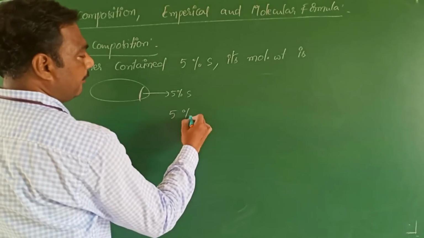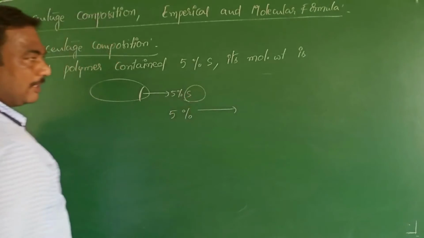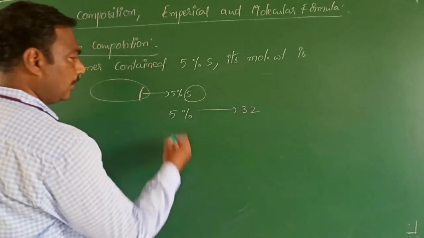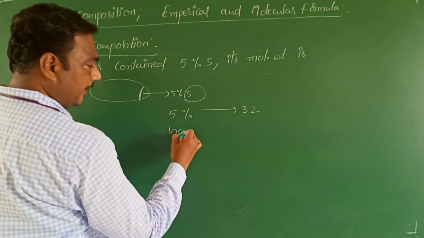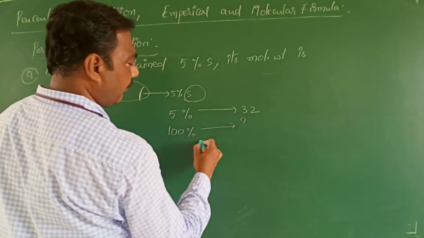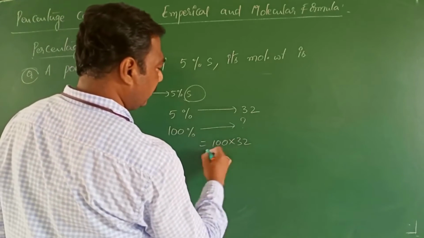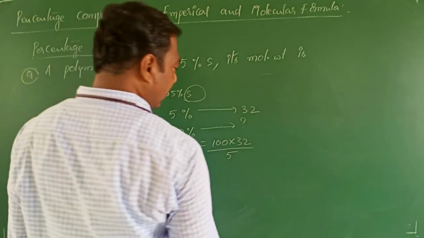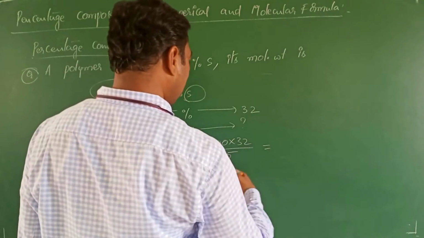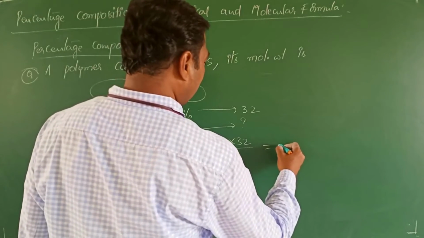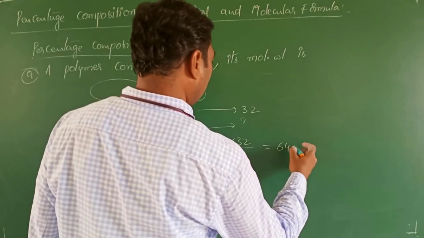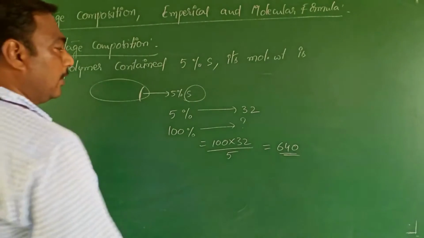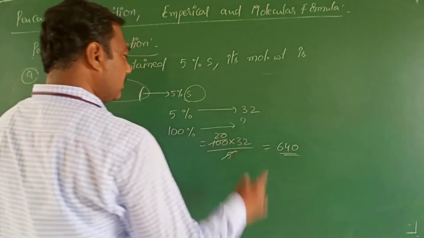Now, 5% sulfur. What is the atomic weight of sulfur here, students? It is 32. Therefore, 5% weight is 32. What should 100% weight be? It is 100 into 32 divided by 5. What is the value you are going to get? It is 3200 by 5, therefore nearly 640. Okay, students.